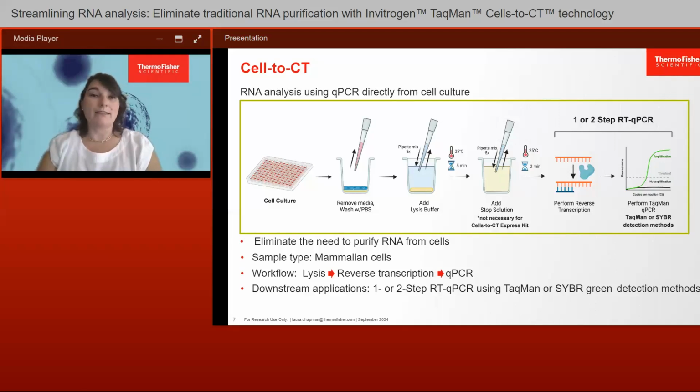So the real benefit of this is that it's very easy to use, and it eliminates the tedious work of extracting your RNA and purifying your RNA. It works for most mammalian cell types, and I'll go into more detail later as to which ones we've tested. And it's a really simple technique for being able to get to your RNA analysis from cells.